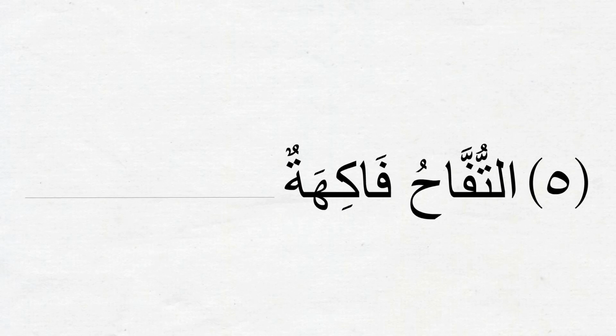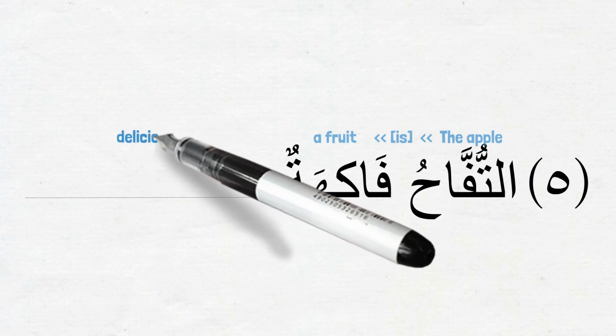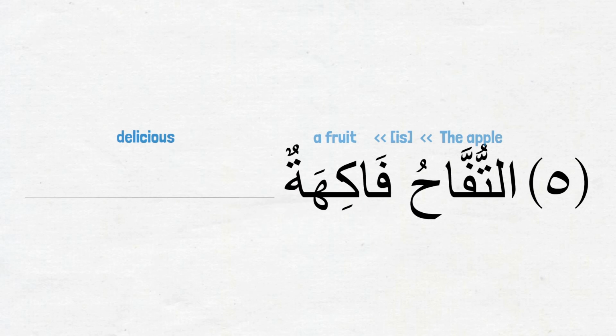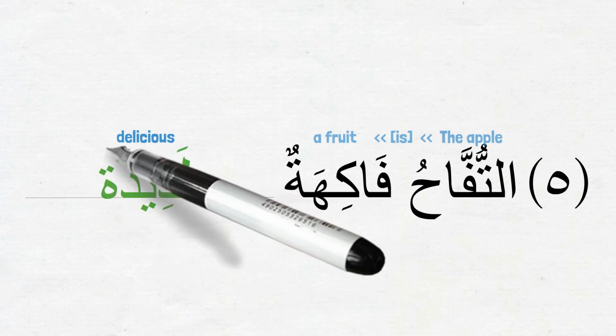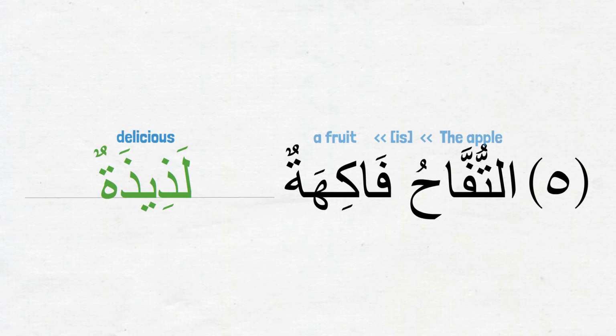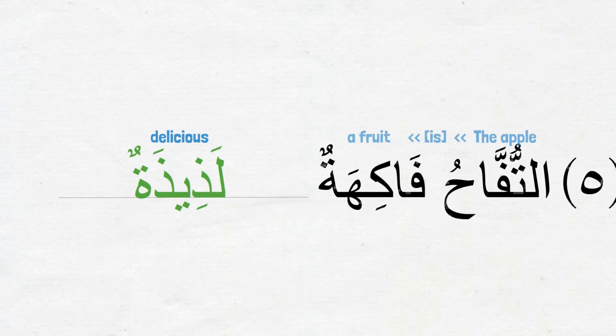Sentence 5 should also be familiar because we just read them in the text. At-tufahu fakihatun. And we should say delicious fruit. Do you remember what the word delicious is in Arabic? It is ladhidun. Now because we are using this na'at for mu'annath ism, fakihatun, we should use the feminine form, which is ladhidatun. So together, at-tufahu fakihatun ladhidatun. The apple is a delicious fruit.